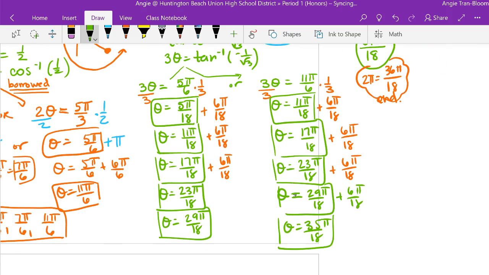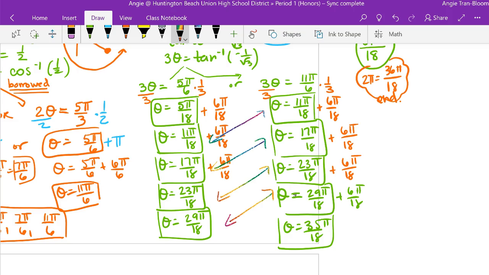All right, so check this out. What is going on? These two are the same. These two are the same. These two are the same. These two are the same. Okay, so what's happening?